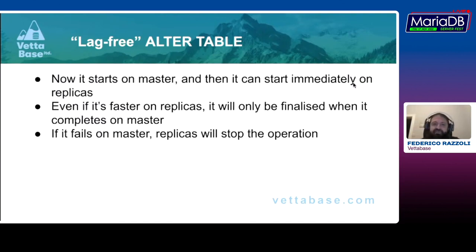So this lag-free alter table basically makes everything more fluid, because now the master starts to execute an alter table and sends an event to the replicas saying it started to do an alter table. The replicas can also start, and then they will basically do it at the same time. Actually, it could even be that replicas are faster than the master for many reasons. In that case, the alter table will only be finalized when it's completed on the master. If alter table fails on the master, then replicas will stop the operation. So basically, this apparently simple mechanism guarantees that there is consistency between master and replicas.